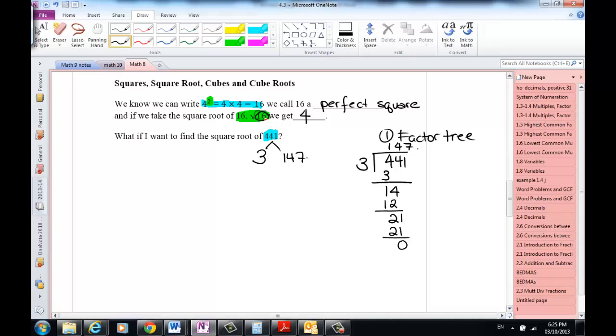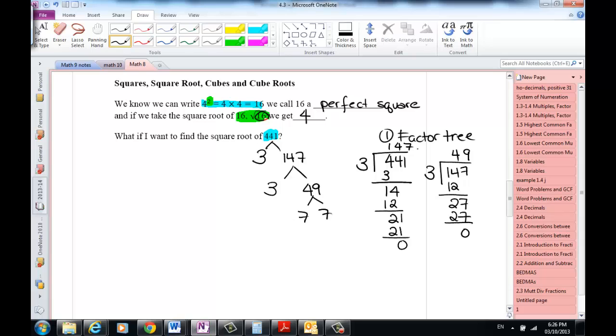Now, if I add these digits together again, I'm going to get 12, and 3 is also divisible by 12. So I'm going to do 3 again. If you're not sure, do the long division. So it's 147 divided by 3. The closest 3 gets to 14 is 12. I have a remainder of 2. I pull down my 7. 3 goes into 27 9 times, and I get 0. And a good one to notice here is that 7 multiplied by 7 is 49. So knowing our times tables is a little bit important here. Okay, so I've done my factor tree.